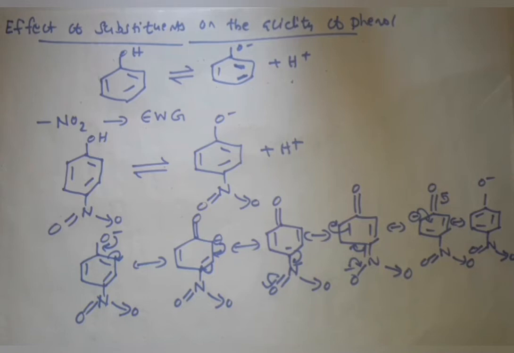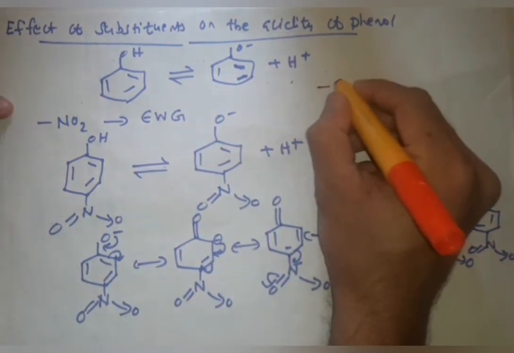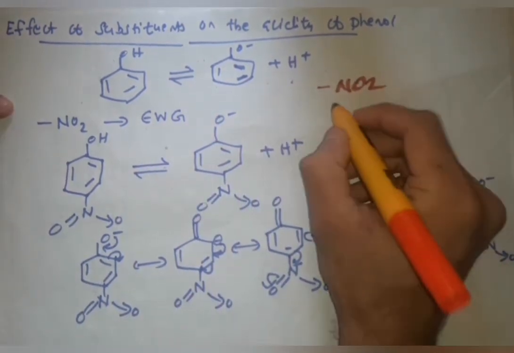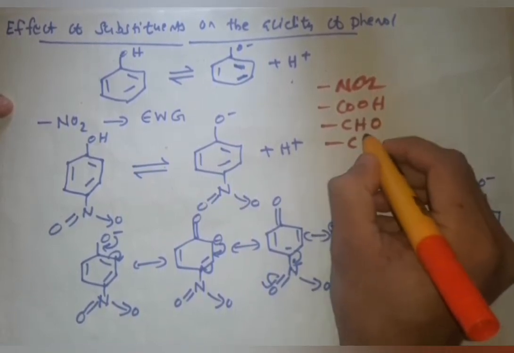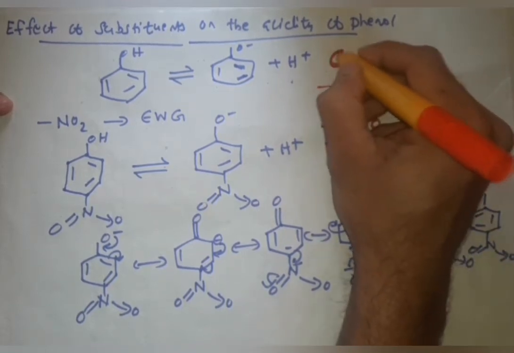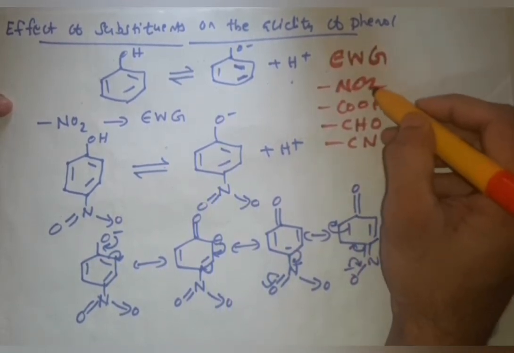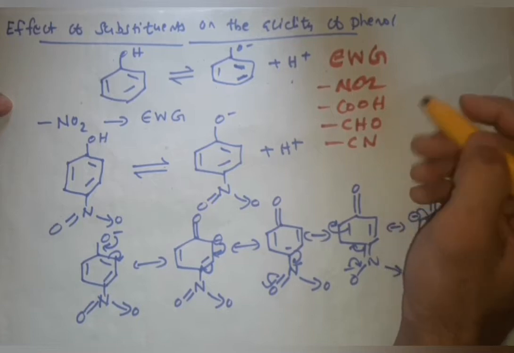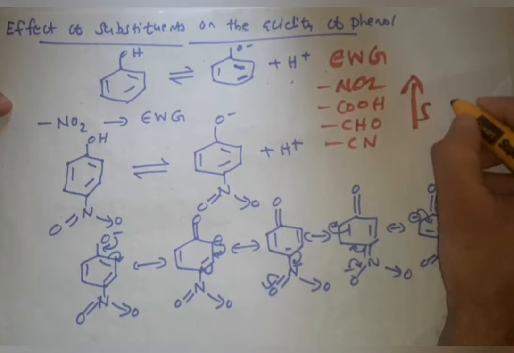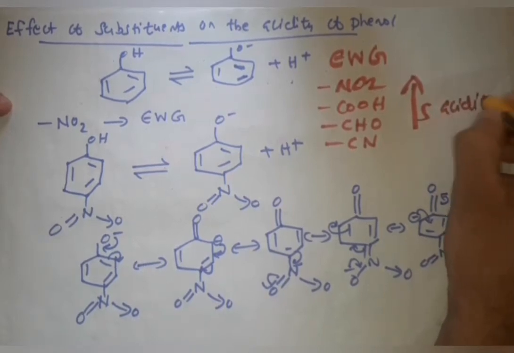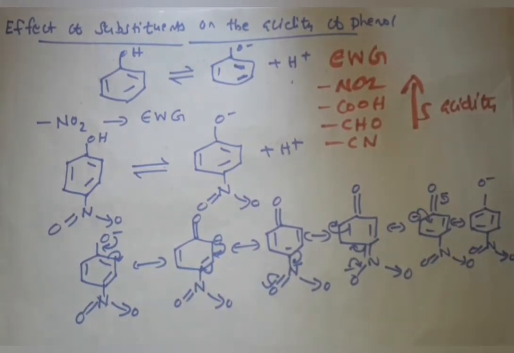So an electron withdrawing group like NO2, COOH, CHO, CN, cyano group increases the acidity of phenol. An electron withdrawing group present as a substituent in phenol increases the acidity.